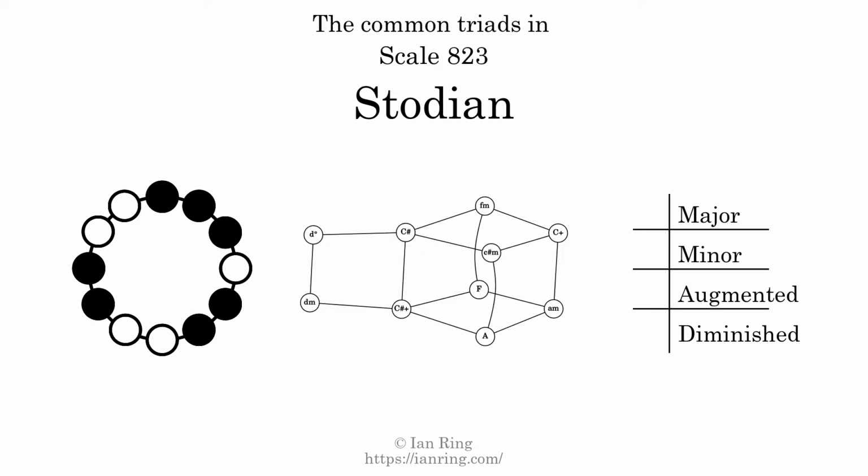Here are the common triads present in this scale. The diagram in the center is a graph of parsimonious voice leading between triads. There are 3 major triads. There are 4 minor triads. There are 2 augmented triads. There is 1 diminished triad. Here is a Hamiltonian path of parsimonious voice leading that uses all the triads.